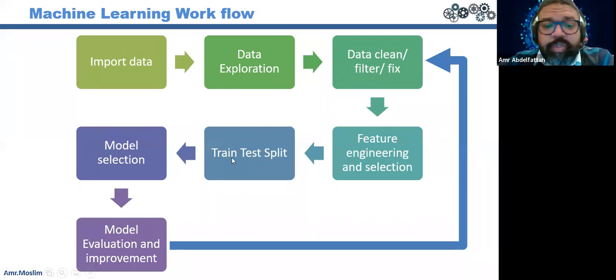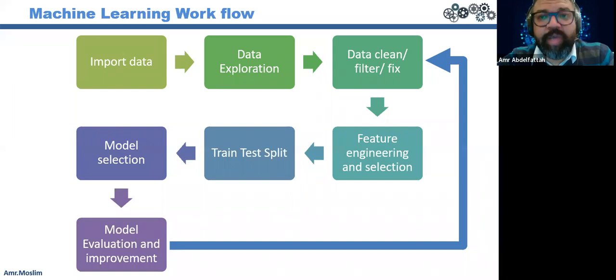Afterwards, we do a train test split. Train test split is because we want to judge the algorithm. We want to know if the algorithm did a good job or not. We need to divide the data into training data, which the algorithm will work on, and test data, the part of the data that the algorithm will be tested upon. So part of the data will go to training, and another part of the data goes to testing.